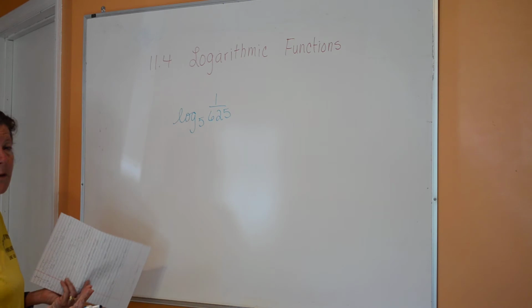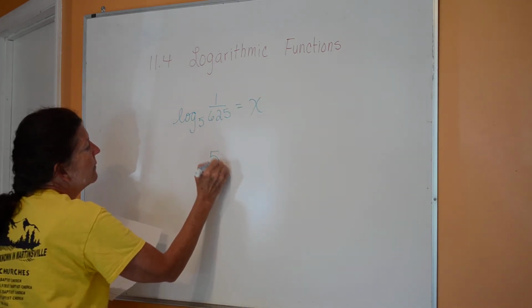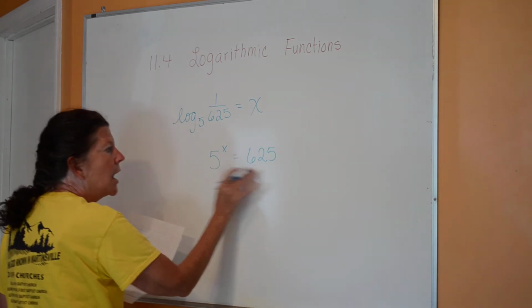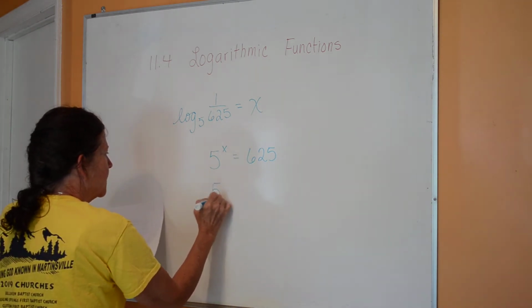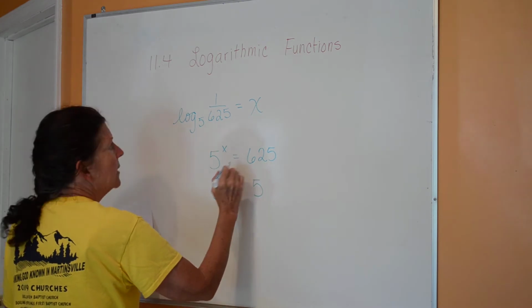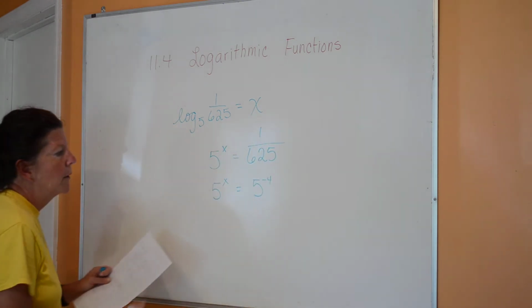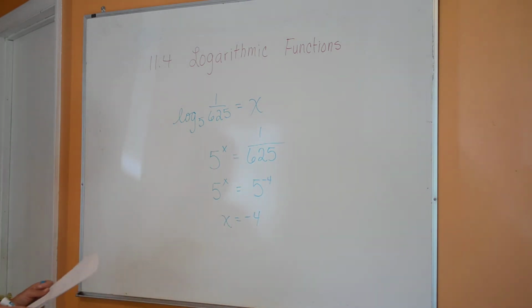All right, solve that. Go ahead and let your unknown be over there. So I have 5 to the x power is equal to 625. I want to make the base numbers the same. So I've got 5 to the x power, and this is going to equal 5 to the negative 4th power. I forgot my 1. So therefore, x is equal to negative 4.